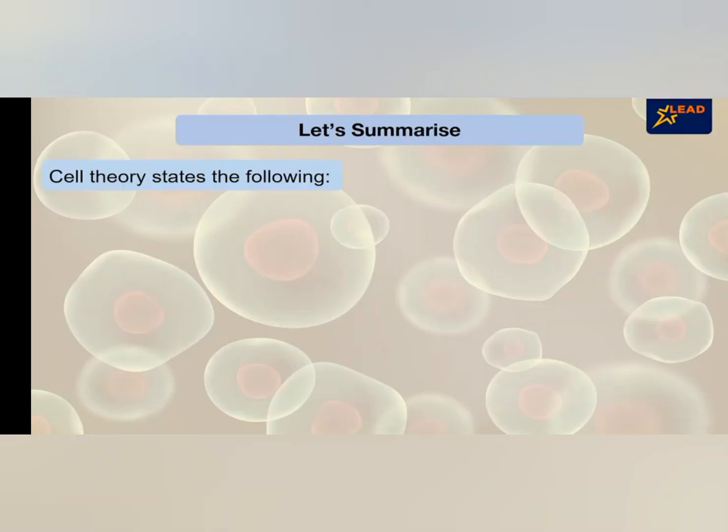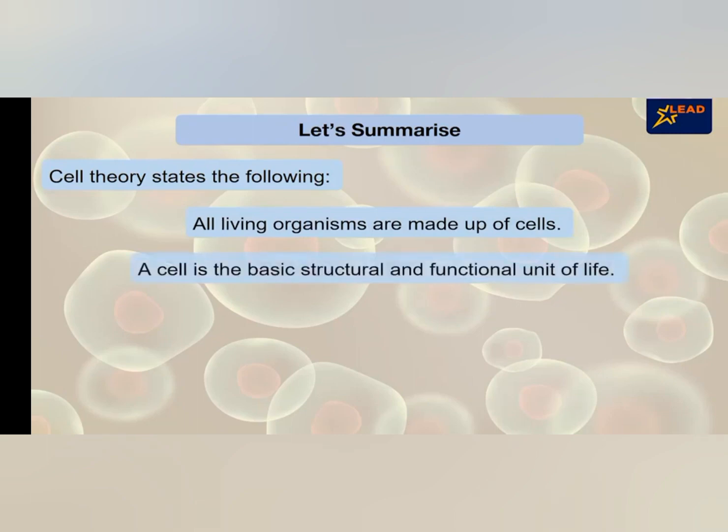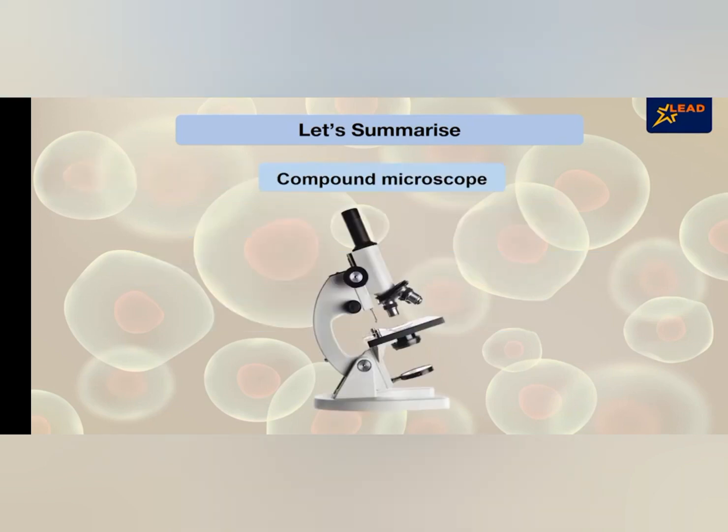Cell theory states that all living organisms are made up of cells. A cell is the basic structural and functional unit of life. All cells arise from pre-existing cells. A compound microscope magnifies an image by 100 to 1500 times.